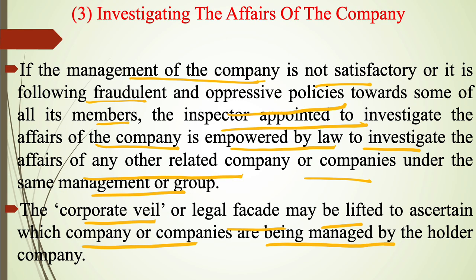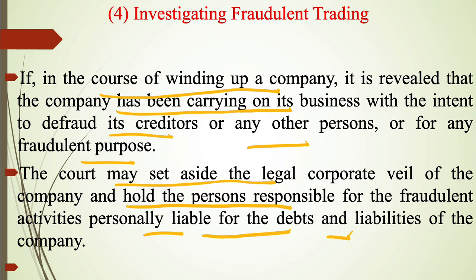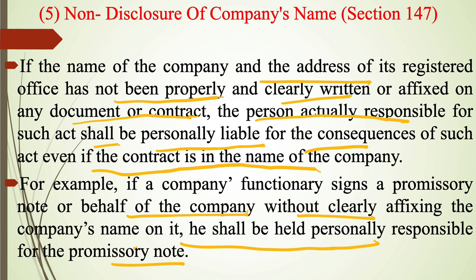The next condition is investigating the affairs of the company. The investigation is done by the government of India for checking the functions of the company, the board of directors or the management of the company itself. The next condition is investigating fraudulent trading. If any person belonging to the company is involved in fraudulent trading, he is also responsible for the functions of the company itself. The next condition is non-disclosure of company's name under section 147.